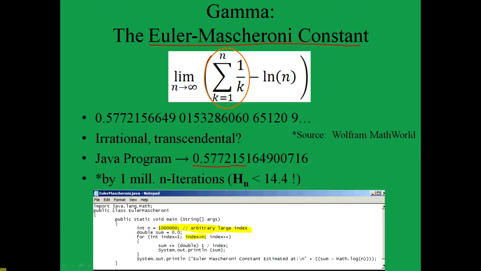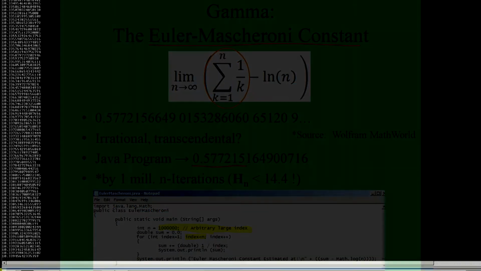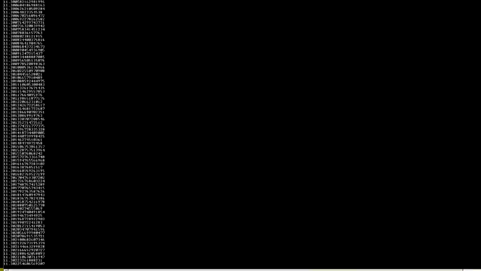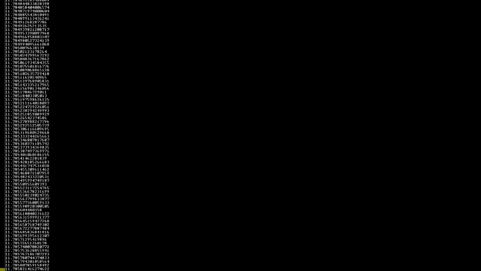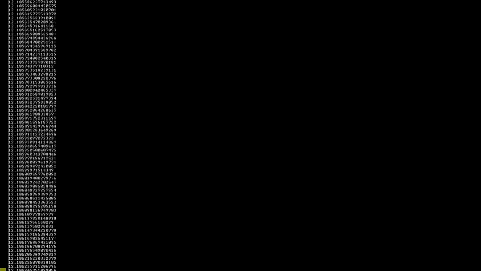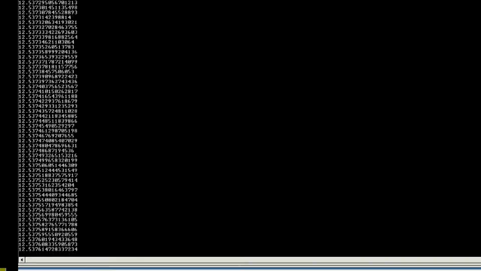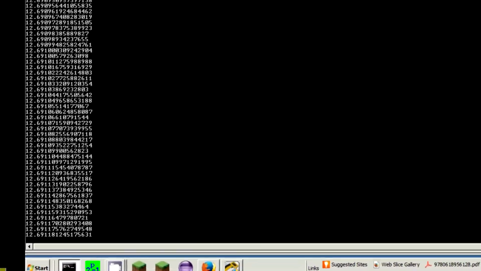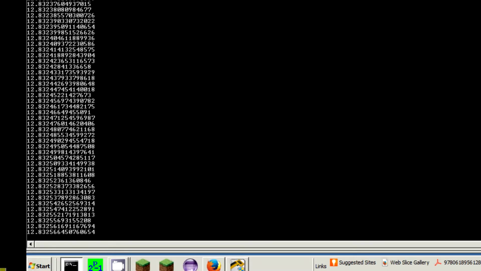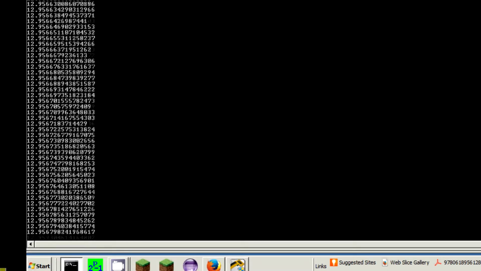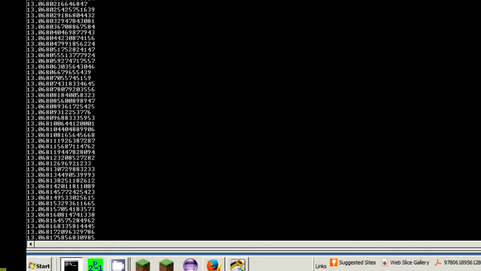But my point is, by about 1 million iterations, H sub n, meaning the harmonic sum, the finite sum, is still less than 14.4. And you can see, as I'm showing you this, the clip of me running it. At first, you might actually think that it converges to some finite value, right? I mean, it's only 14.4 after 1 million iterations, but indeed, it is actually provable that this sum is divergent. That's the key point.